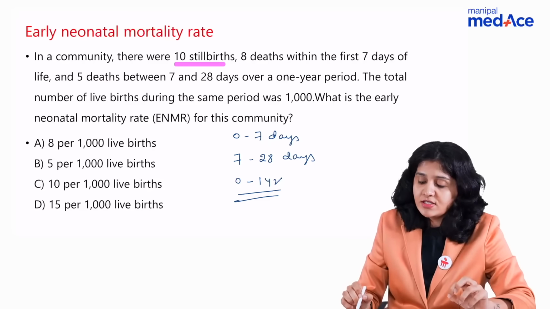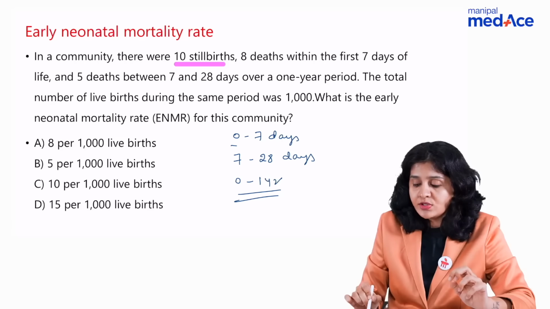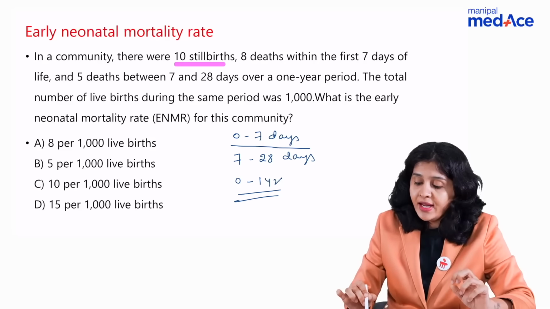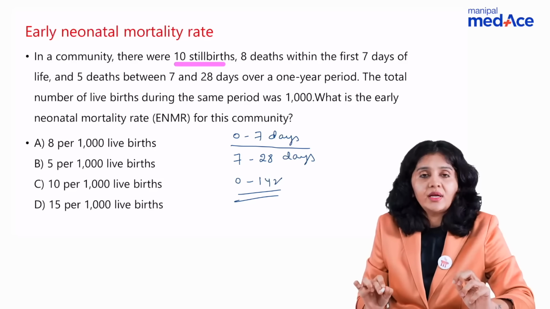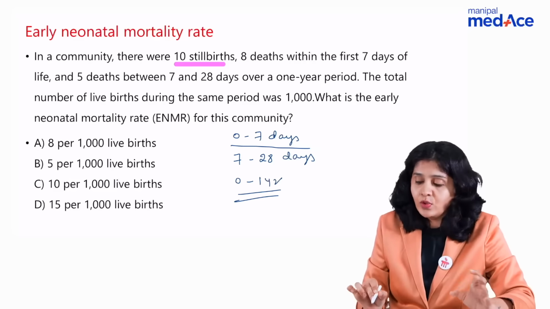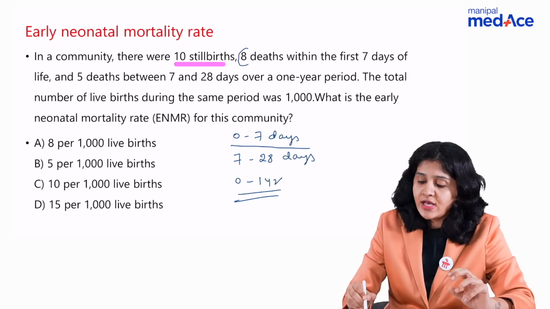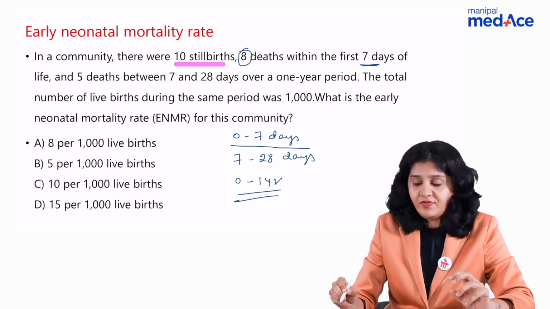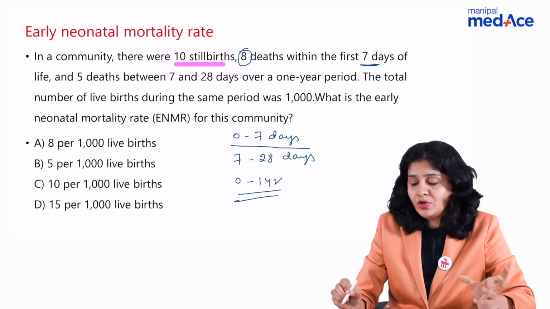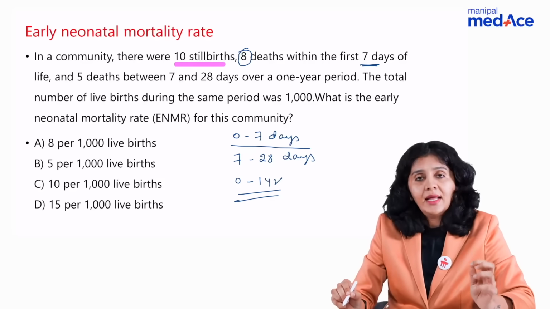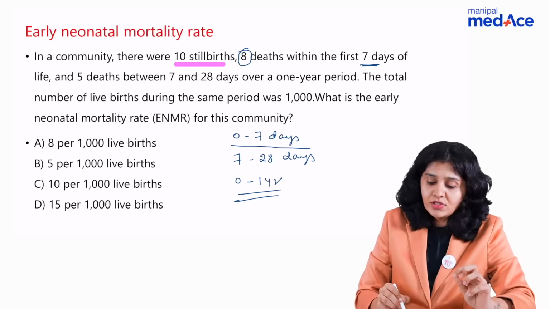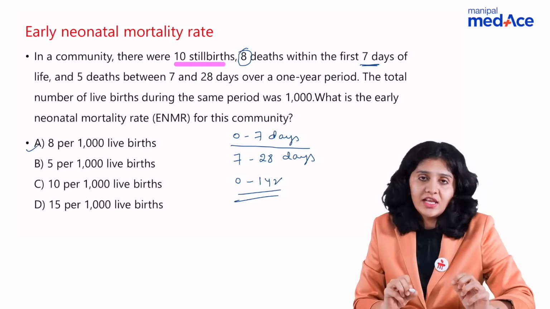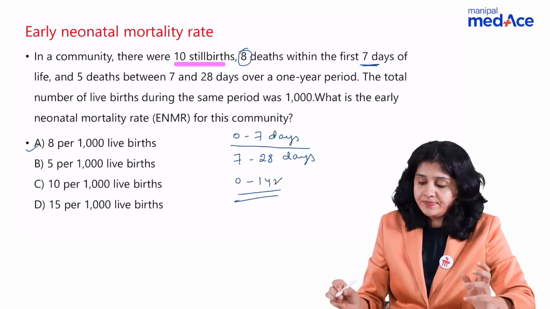So the question they've asked is early neonatal mortality rate. So you should look for the deaths which have happened between 0 to 7 days. So 8 deaths within the first 7 days of life and 5 deaths between 7 to 28 days. So 7 to 28 days we are not including. We are including only these 8 deaths which happened within the first 7 days of life. Okay, so that's all you need to understand. Early neonatal period, 8 deaths had happened and you need to express it per 1000 live births. So the correct answer for this is 8 per 1000 live births. I hope you marked this correctly.